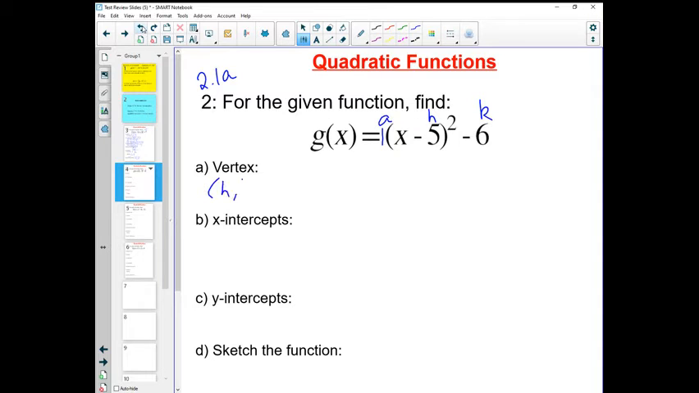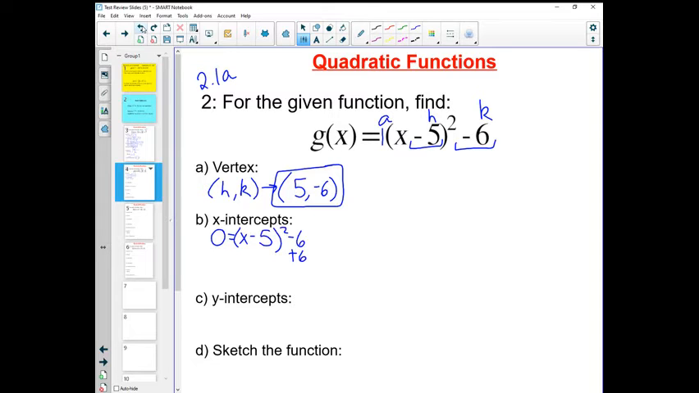The vertex is H, comma, K. H is +5 because it's the opposite of whatever's inside those parentheses. And then K is -6. So there's the vertex, 5, -6. The x-intercept we can find by setting the entire function equal to 0 and solving. To solve, I'm going to add 6 to the left and right side.